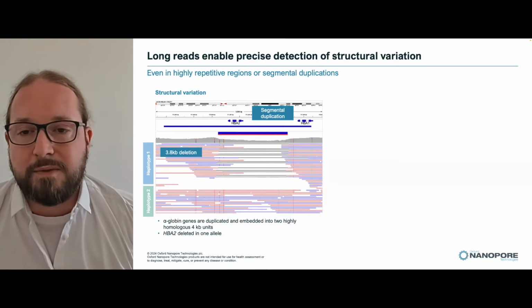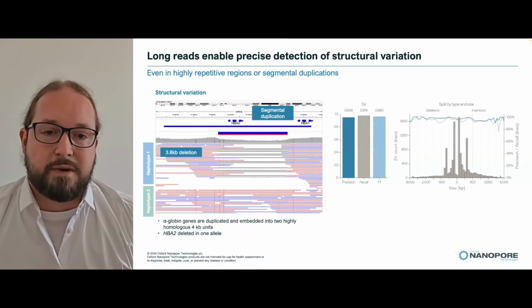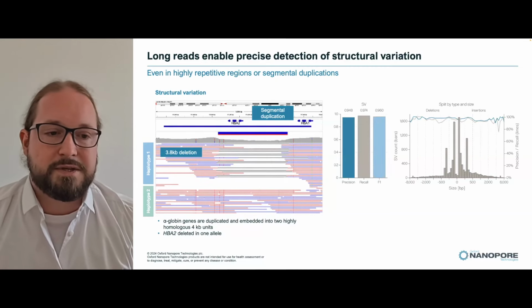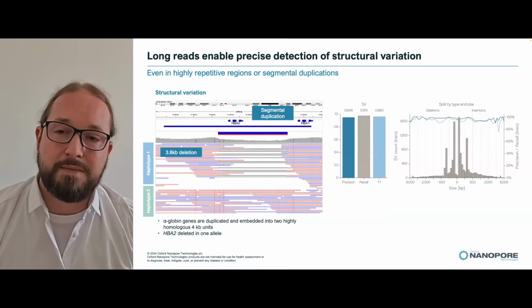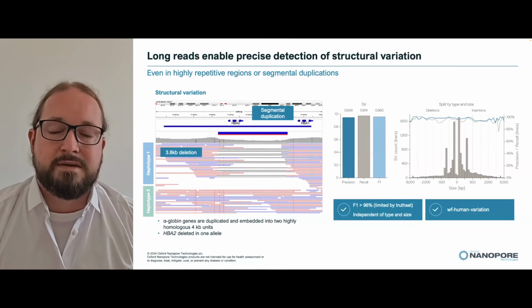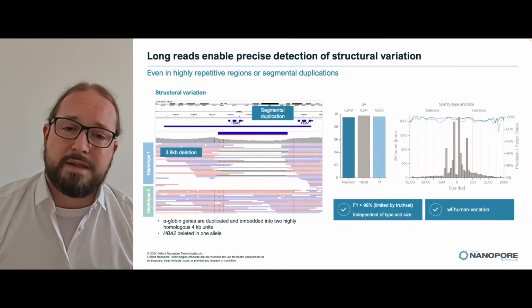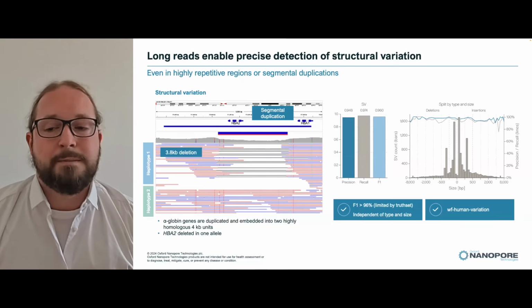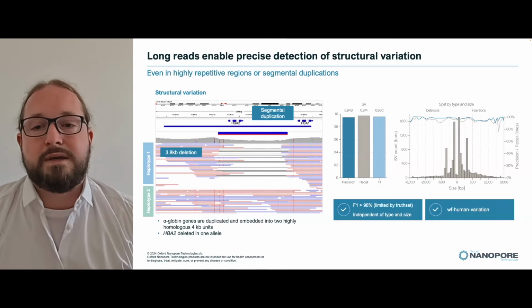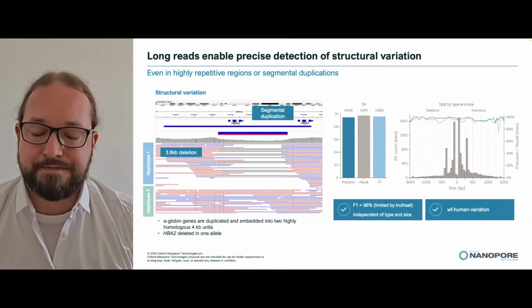Again, this is of course only one example. We did human benchmarking, and we find high precision, and we call typically independent of type and size of the SV. It now is mostly limited by how good the truth set is. And again, this is all wrapped up in our human variation pipeline.